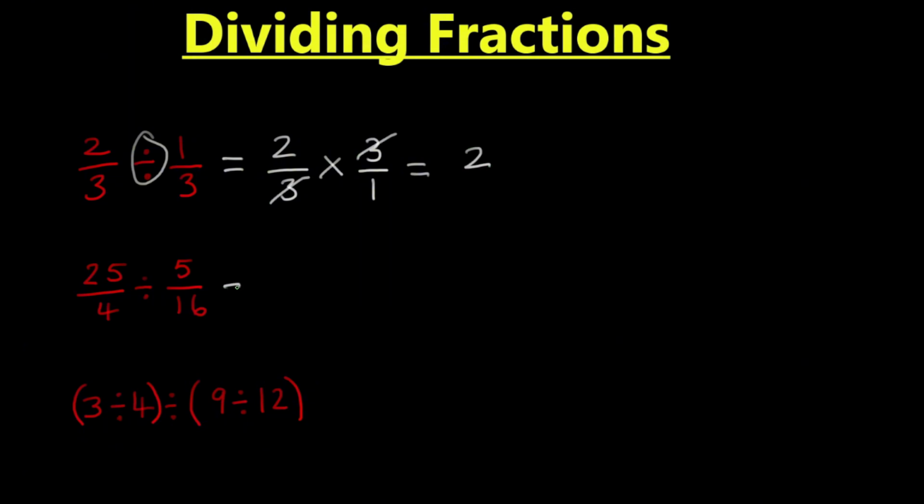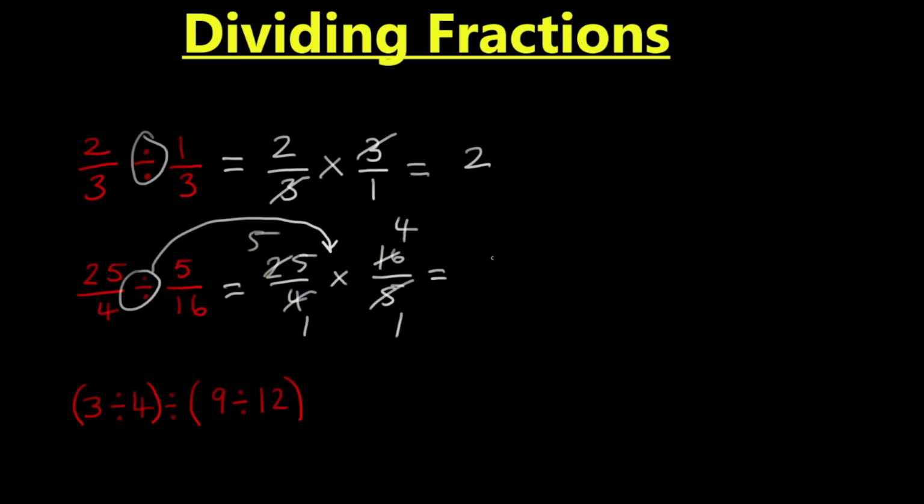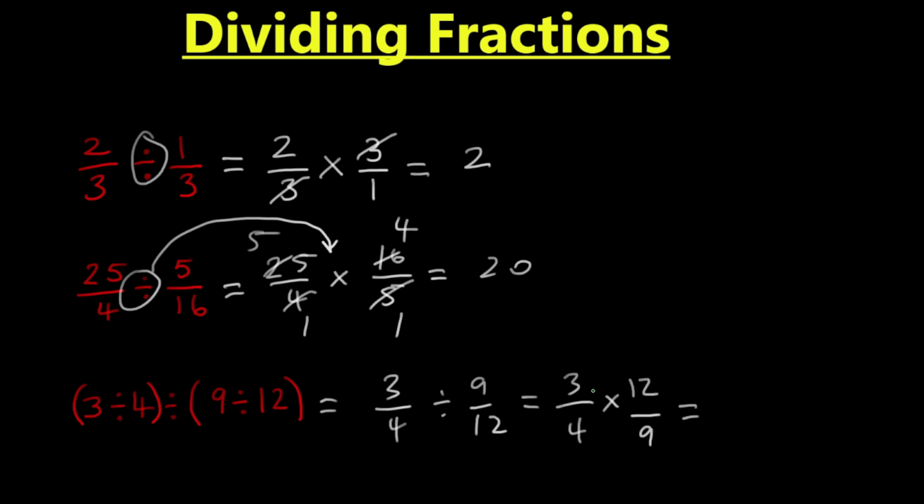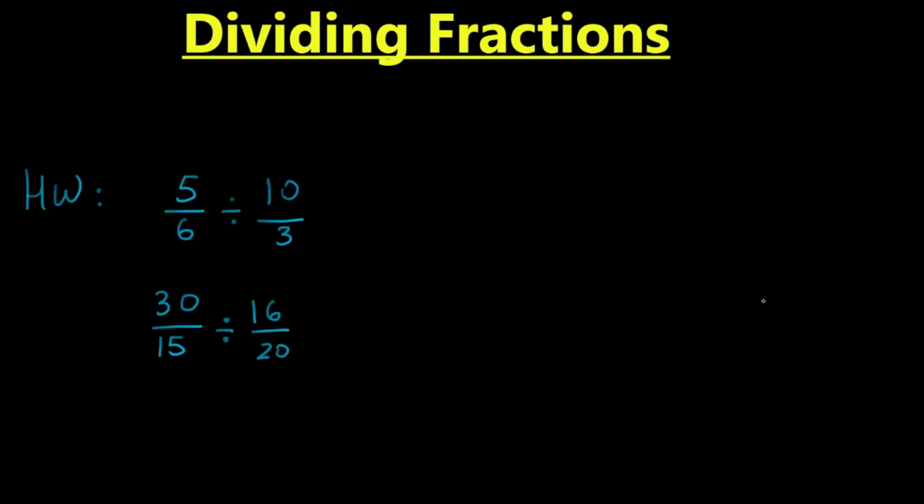Let's try another one. Flip it and change to multiplication, and then we can cross reduce and get 20. Divided by 9 over 12, and then flip the fraction, and then you can cross reduce, and then you can even reduce more, and we get an answer of 1. Go ahead and do the homework on the left there in blue.